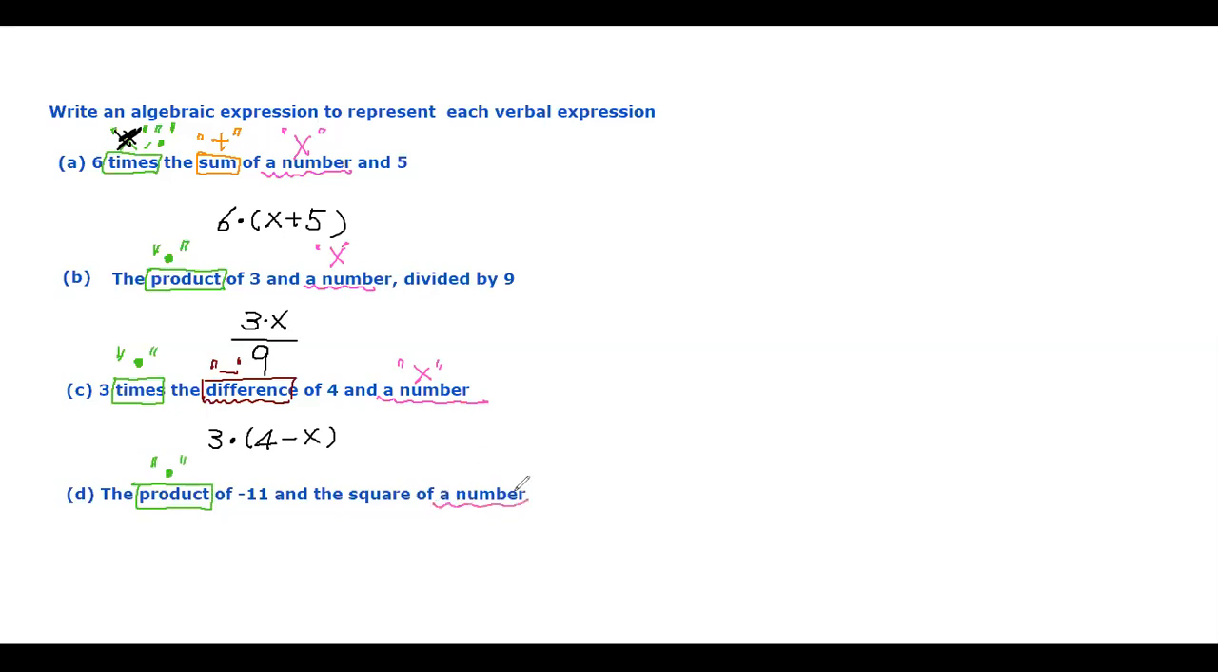The number, that means my x is here. And don't forget, in here they have one extra word. What is this word? It's the square, right? So, how do we do that? The product of 11, so negative 11, times the square of the number. So what is it? x to the what? x squared, right? So that's how you read the word problem.